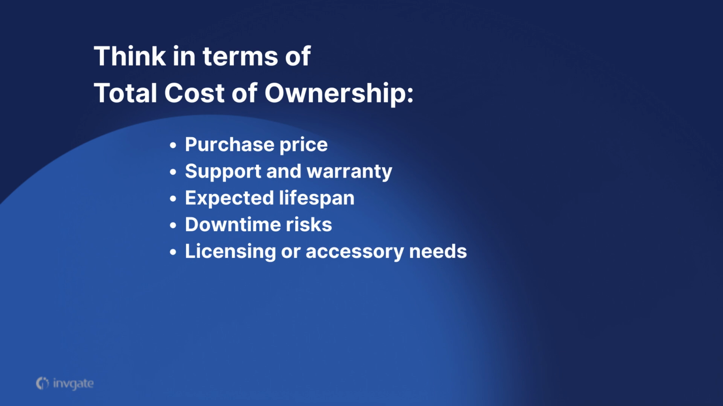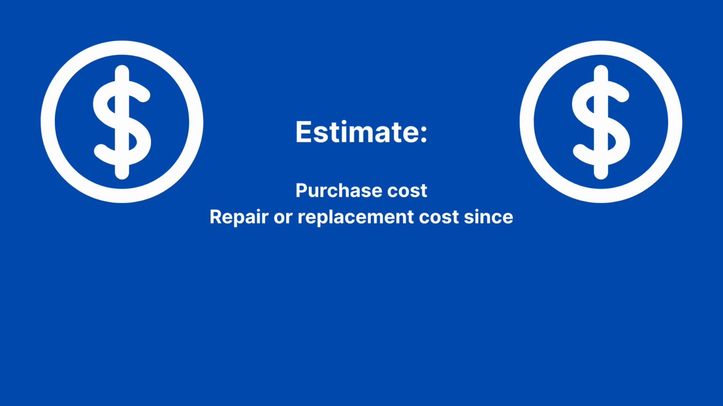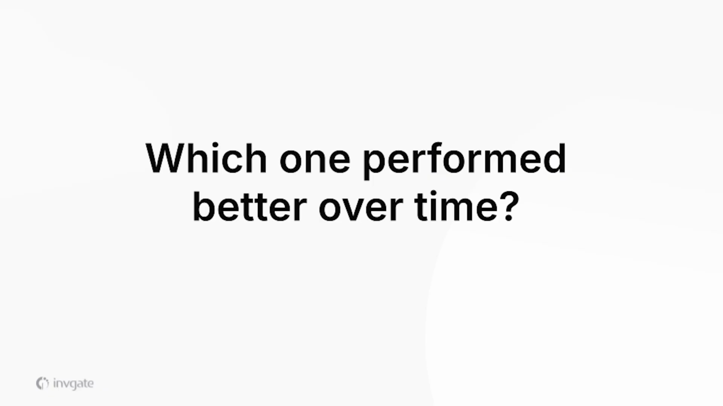Here's a useful exercise. Grab 2 recent asset purchases, and for each, estimate their purchase cost, any repair or replacement costs since, warranty coverage, if it's still active, current performance, is it still good or showing its age, and decide which one actually performed better over time. That's the start of your TCO analysis. Nothing fancy, just real-world comparisons.